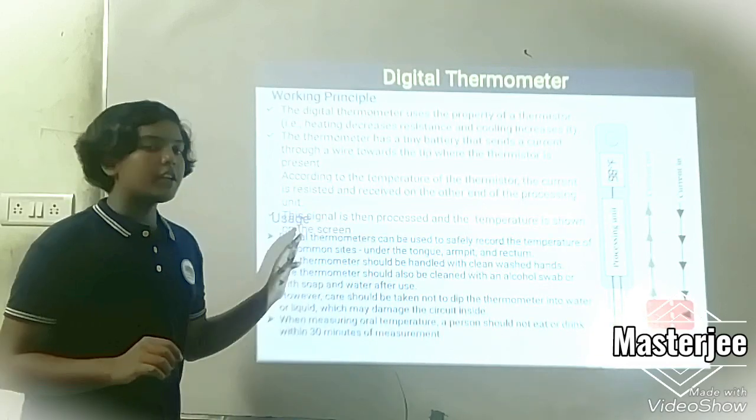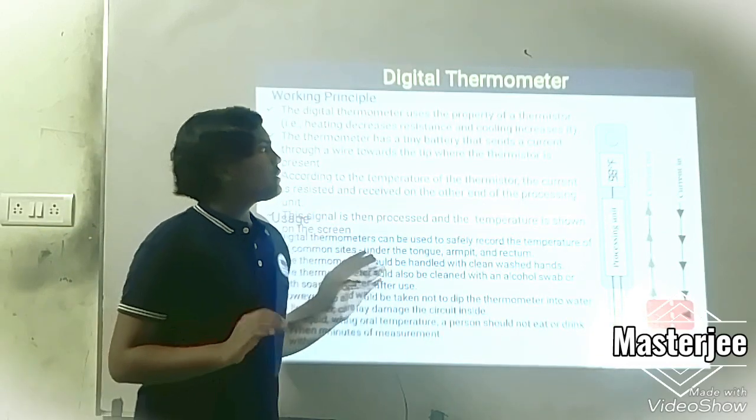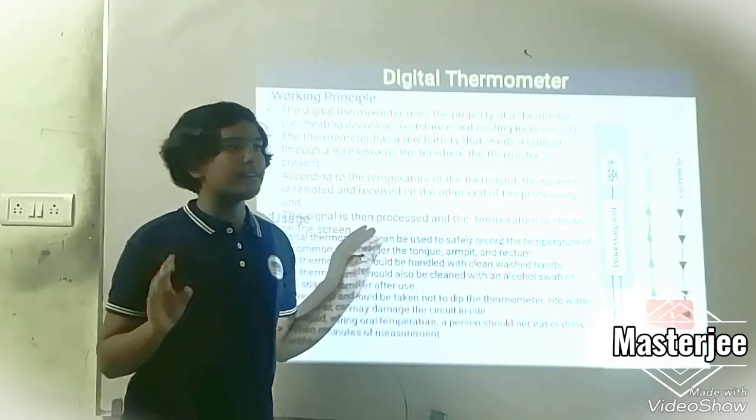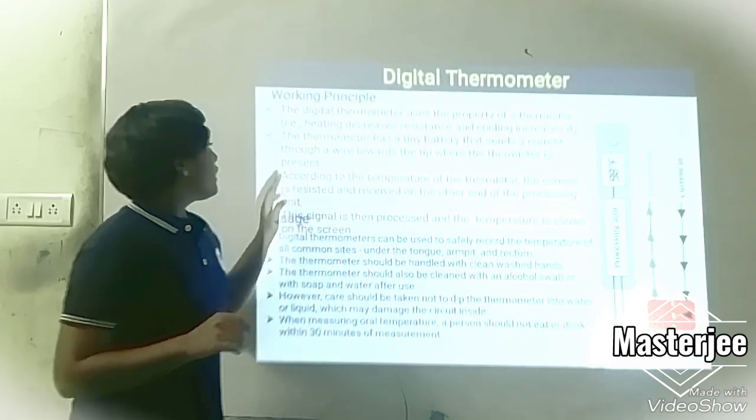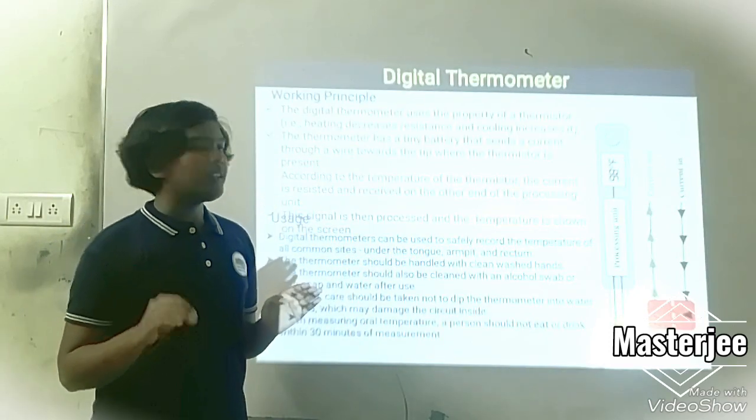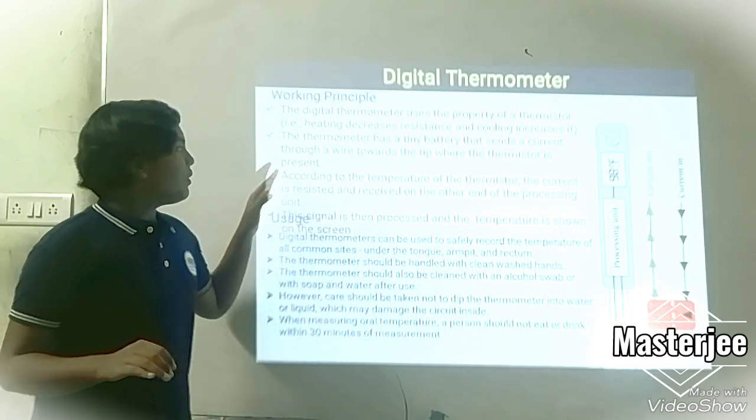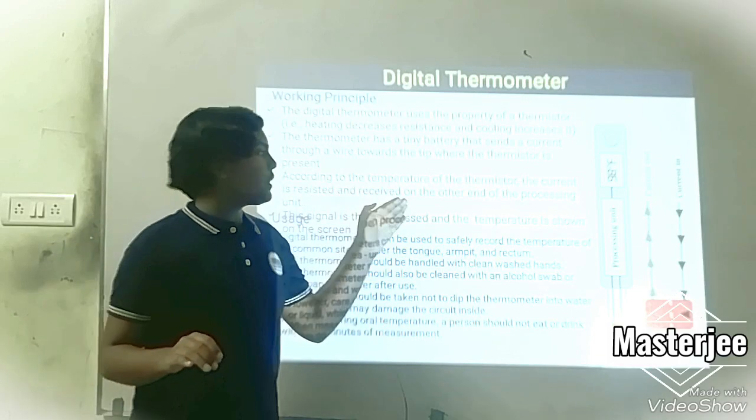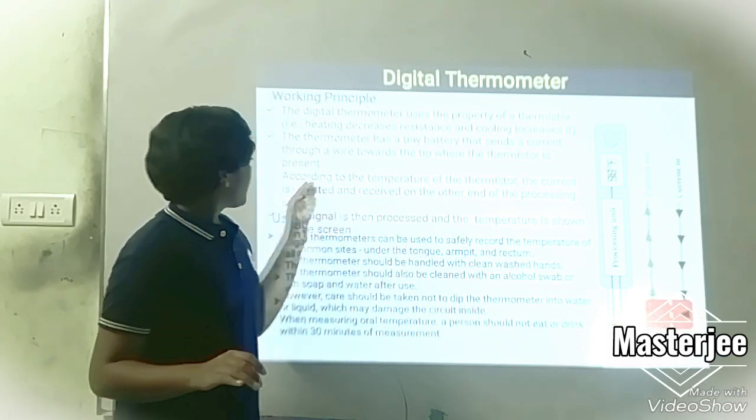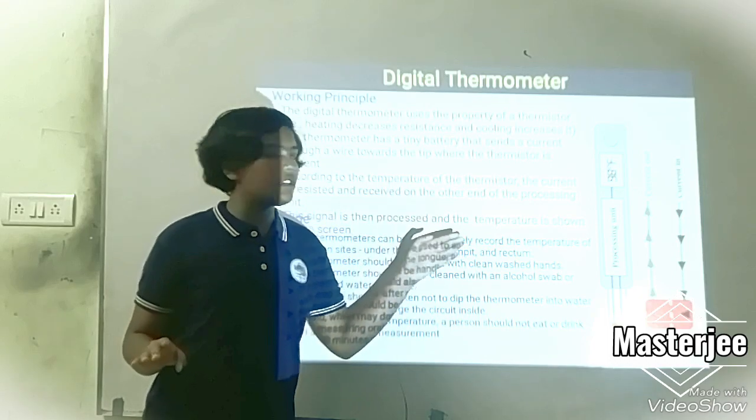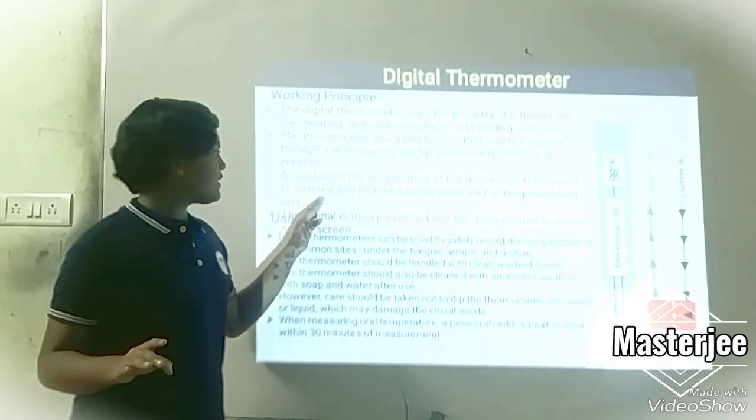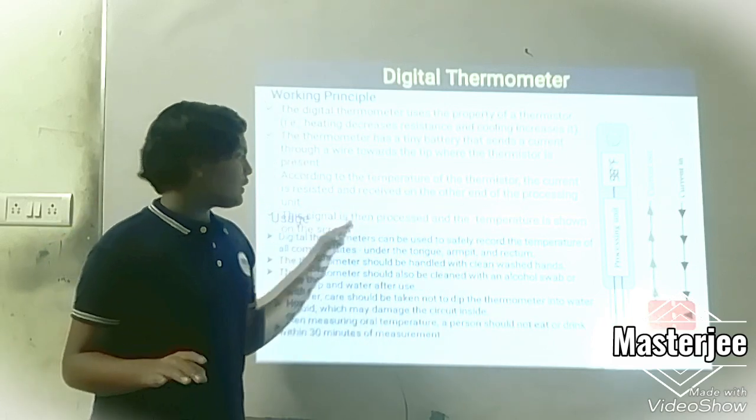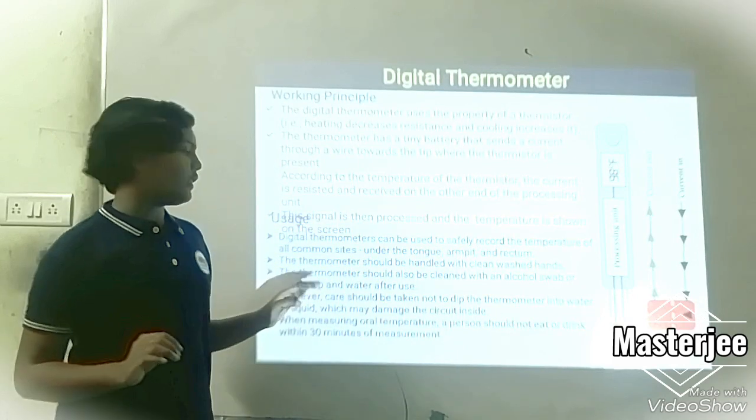Digital thermometer, working principle. A digital thermometer uses the property of a thermistor: heating decreases the resistance and cooling increases it. The thermometer has a tiny battery that sends electric current through a wire towards the tip where the thermistor is present. According to the temperature of the thermistor, the current is resisted and received in the processing unit. This signal is processed and the temperature is shown on the screen.